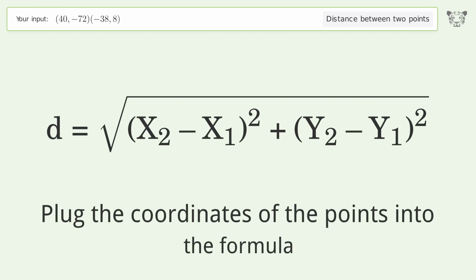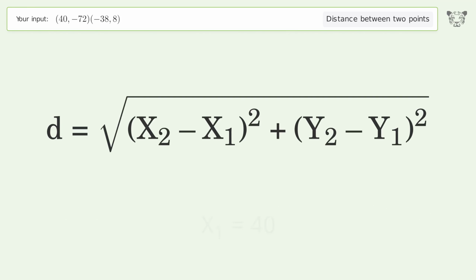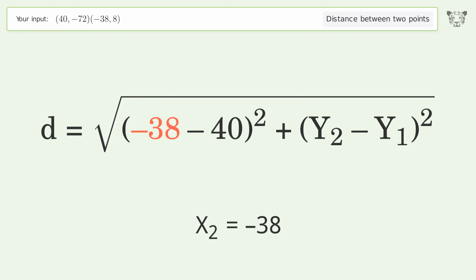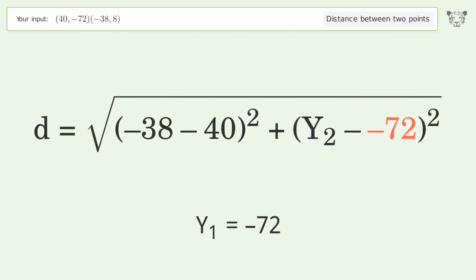Plug the coordinates of the points into the formula. x1 equals 40. x2 equals negative 38. y1 equals negative 72. y2 equals 8.